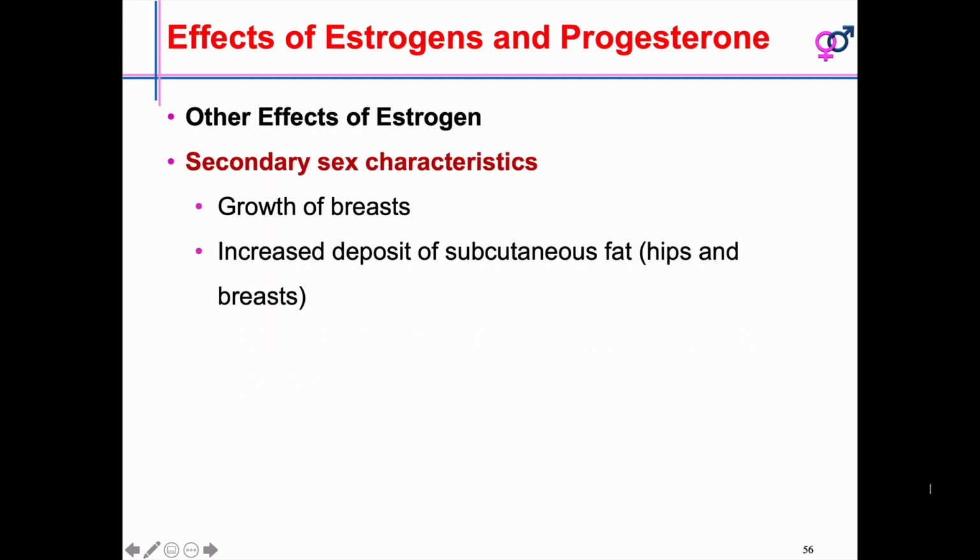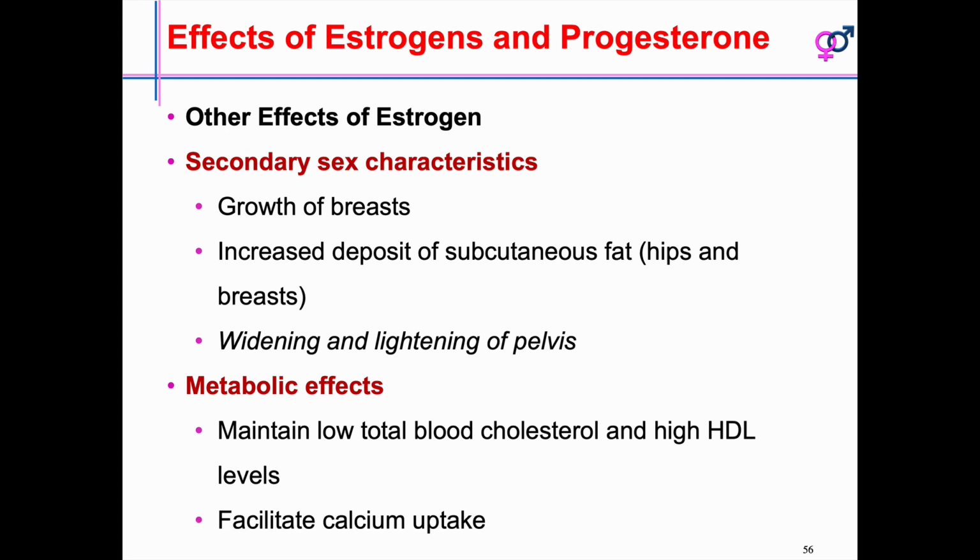Okay, now if you look at the other effects of estrogen, the secondary sexual characteristics like development of breast mass, increased deposit of subcutaneous fat, and widening of the pelvis, all these are due to estrogen effect. Then metabolic effects are present. It maintains a low blood cholesterol and high density lipid level. Then it facilitates calcium uptake.